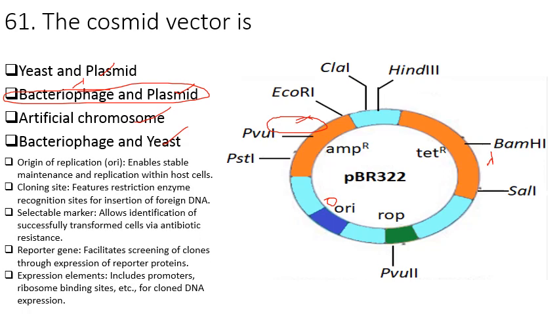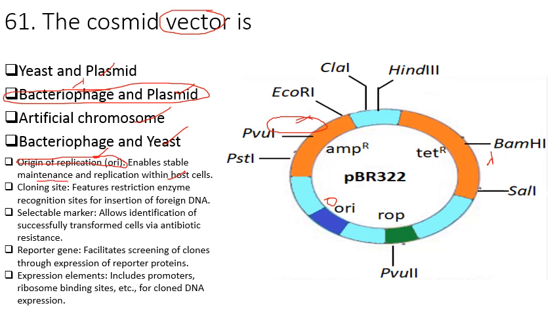Then there are certain features of a vector. Vector के कुछ features होते हैं, like first it should have origin of replication, जिसमें ORI present होना चाहिए. It enables stable maintenance and replication within the host cell, क्योंकि जो desired segment of gene है उसको replicate करना है host cell के अंदर. So this is a very important point, that is origin of replication.